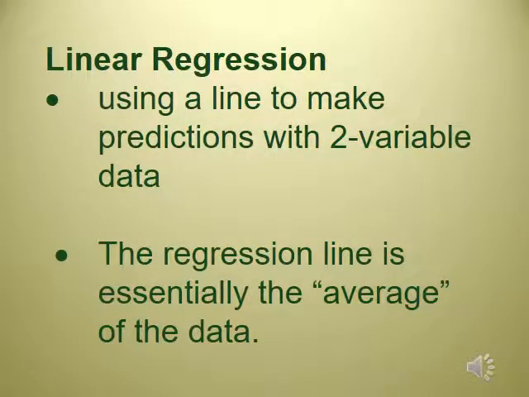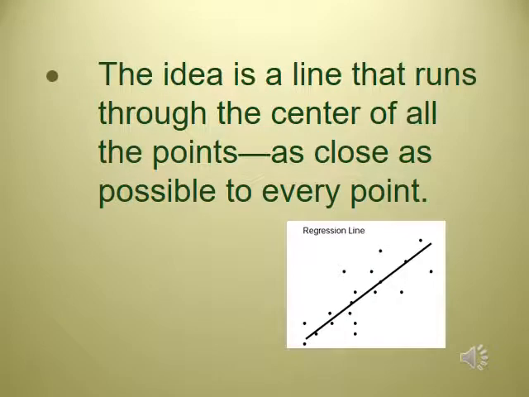The last topic that comes up in this section is linear regression. And when you do linear regression, what you're doing is you're using a line to make predictions about what's going to happen when you have two variable data. And what you're essentially doing is sort of finding the average of that data.